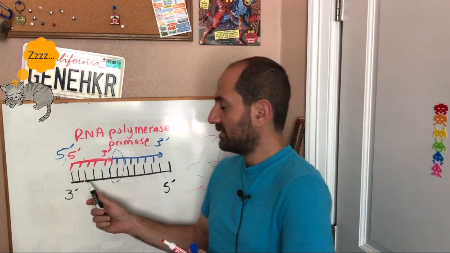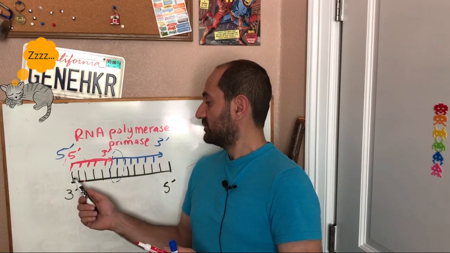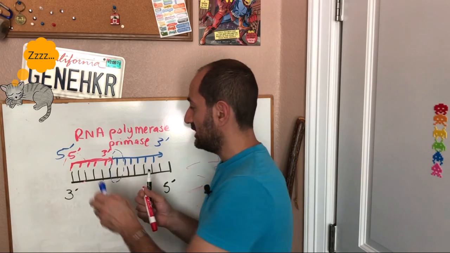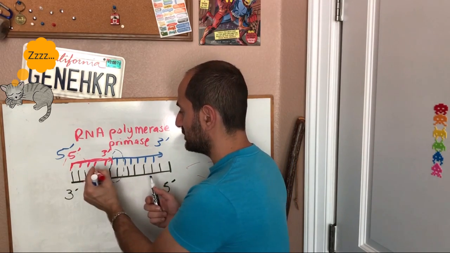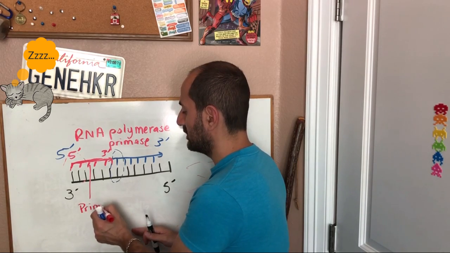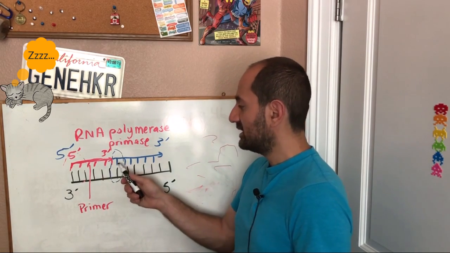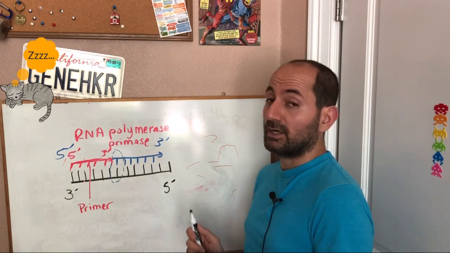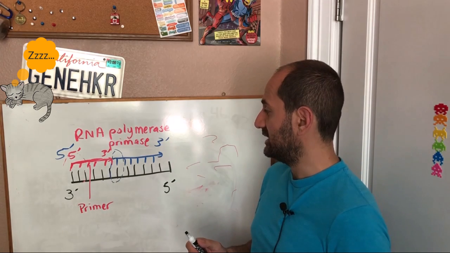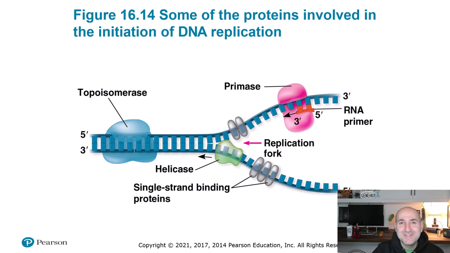Okay, so just remember, when you're dealing with copying DNA, first RNA polymerase has to put down a short stretch of RNA, and this is called the primer. Next, DNA polymerase 3 can take over and copy the rest of the DNA into DNA, right? Complementary DNA.